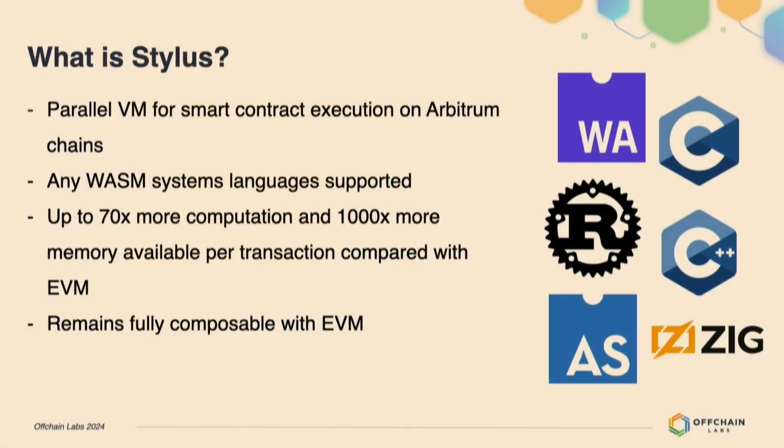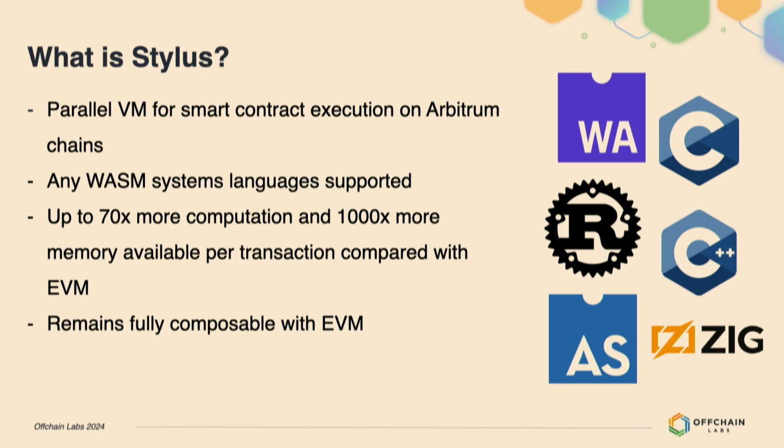I'm here to present how to do on-chain chess in Rust using Arbitrum Stylus. For those of you that aren't familiar, Stylus is a new parallel execution VM on Arbitrum chains. Basically, any WebAssembly programming language is supported. That includes C, C++, Rust. Other niche languages like AssemblyScript and Zig are also supported.